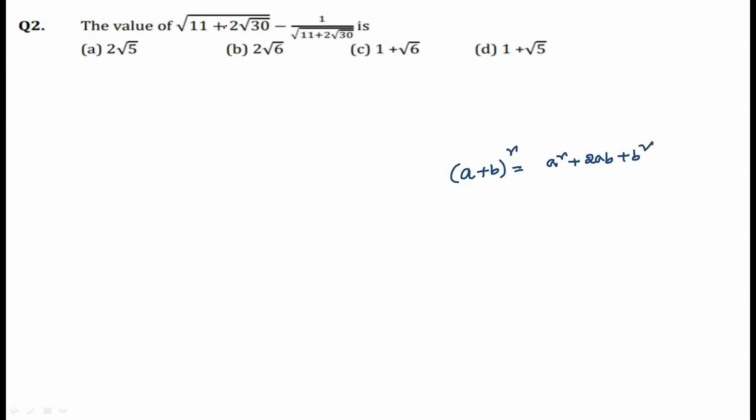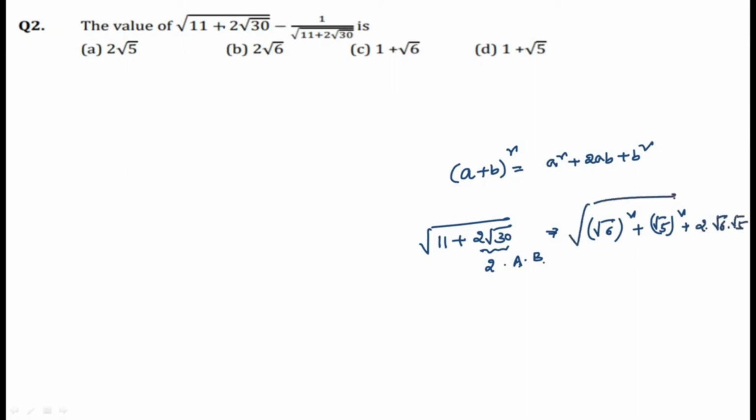In the same way, here we have the fraction with the square root of 11 plus 2 root 30, which is similar. It means you first need to convert these values, guys. If you observe, here we can see the value of 2 into a into b. Now, the product of a and b we require is root 30, and the sum of a plus b we require is 11 only. Now you can convert these values as root 6 whole square, root 5 whole square, and 2 into root 6 into root 5. Just know how to split these values.